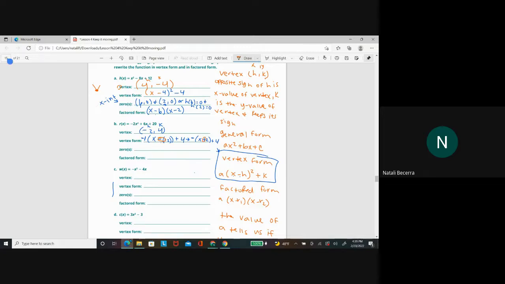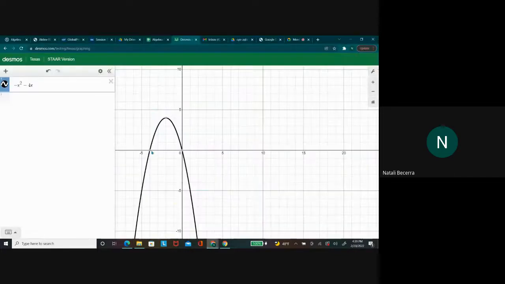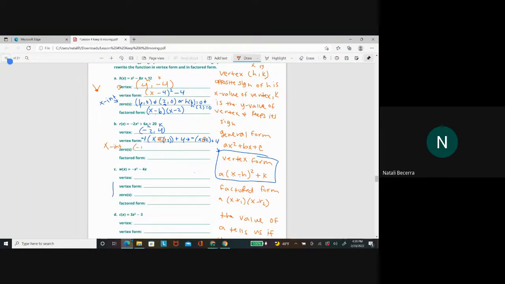Okay? The zeros, where does it cross the x-axis? Remember, another word for x-intercept is zeros. What are the x-intercepts? Look right here, -4 and 0. There you go. So -4, comma 0, and 0, comma 0. Was my factor form? Remember, you have to know what your x-intercepts are to get the factor form, and you do the opposite. So right here, it was -4. What's the opposite of -4? +4, so x plus 4.